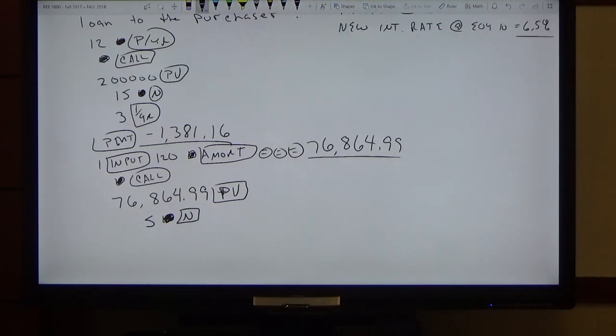Okay. Now, if we were to put in the $1,381.16 as the payment amount, then what we would find is that our balance at the end of 5 years would be zero, because we didn't adjust anything. Okay, so what we want to do is we want to say, and also the interest rate now is 10%. So with a 10% interest rate, let's put this in. Okay, 6.5 is going to be our new interest rate. Then let's see what the payment would be on that.